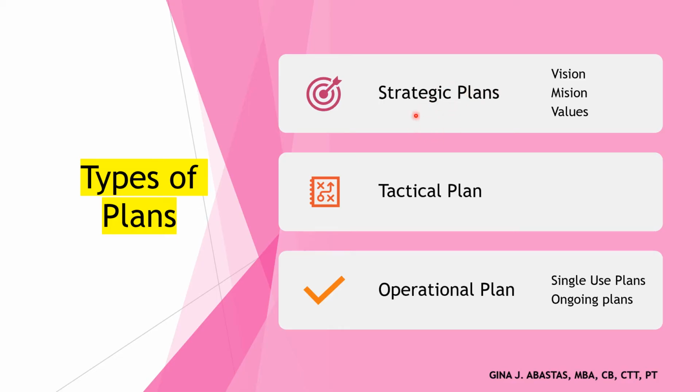Okay, so the components of strategic plans, we have vision, mission, and values. So when we say vision, this is how the company wants to be envisioned. And mission is a more realistic overview of the company's aim and ambitions. And of course, the values, so this answers the question, how do you want to inspire the world, or how do you want to be known?